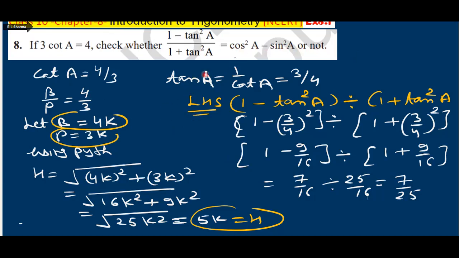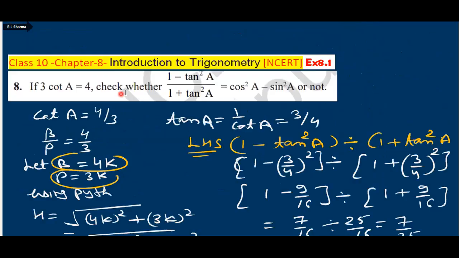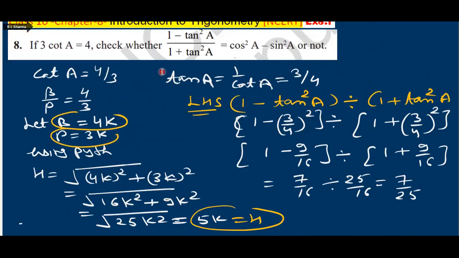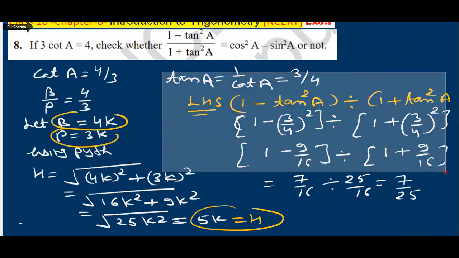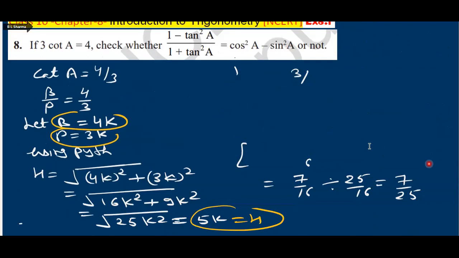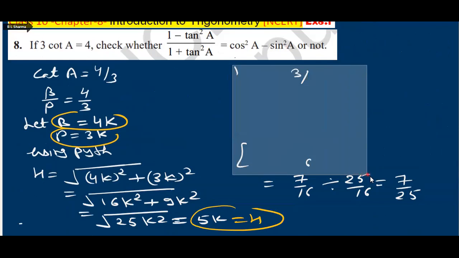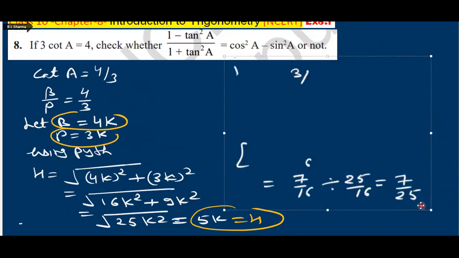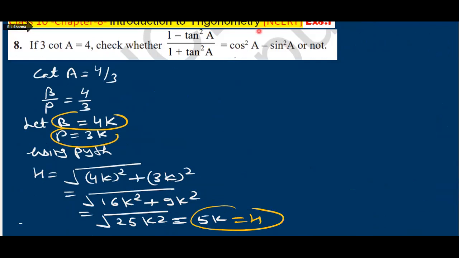ये हमें इसके लिए वेरीफाई करना पड़ेगा. अब हमें पता है base is 4k and perpendicular is 3k and hypotenuse is 5k. Cos square A minus sin square A. Now right hand side. So right hand side is what? You have to check it out. Now right hand side.